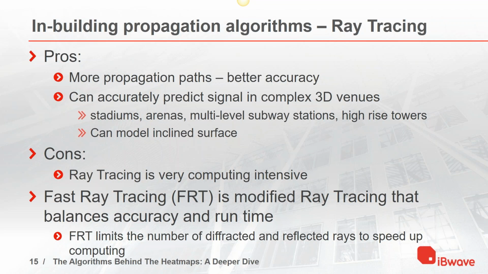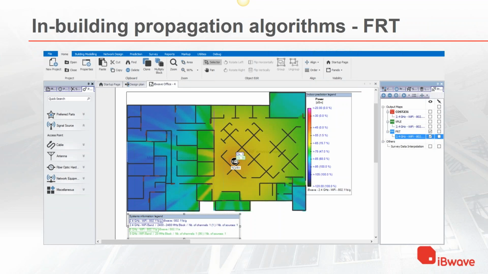So we came up with some limitations. We limited the number of diffracted and reflected rays to speed up computing, and we named this method fast ray tracing because it really is not a full ray tracing. So how does the fast ray tracing look? Well, you see, it looks at first a bit like COST 231 because we still have some shadowing here in the back. But in the next case study examples, you will see that there is quite a bit of difference once you get further down from the antenna. And I will explain why that would be important.